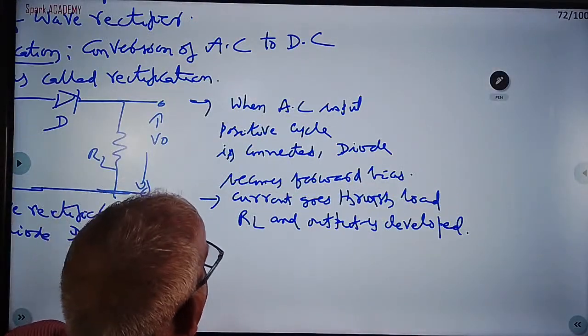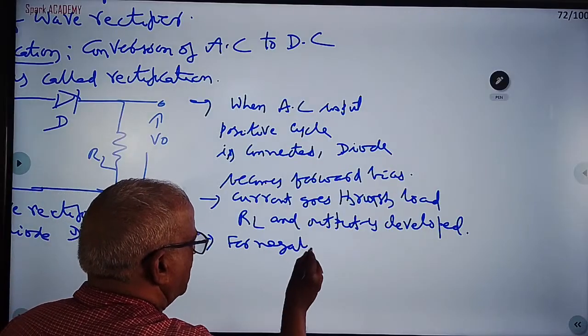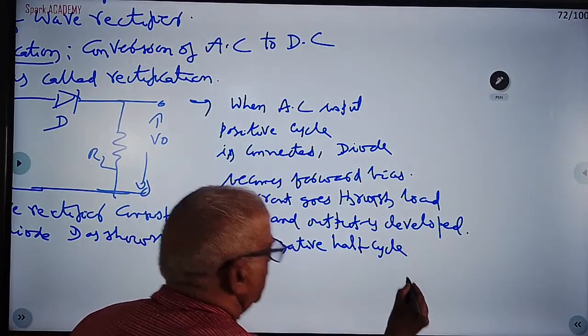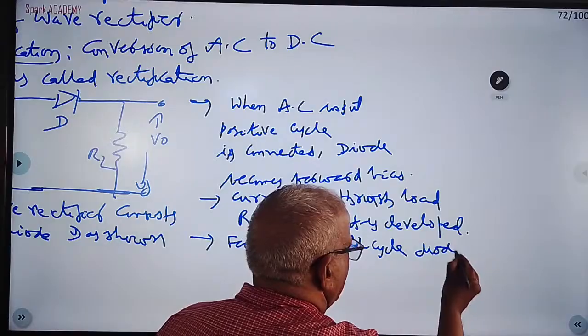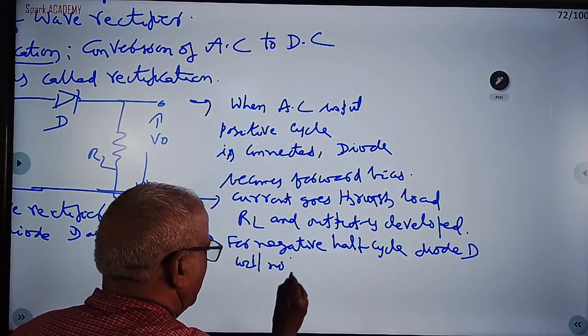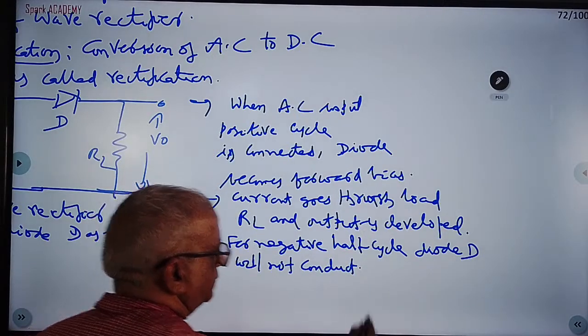For negative half cycle, diode will not conduct. Diode D will not conduct. Output is not developed.